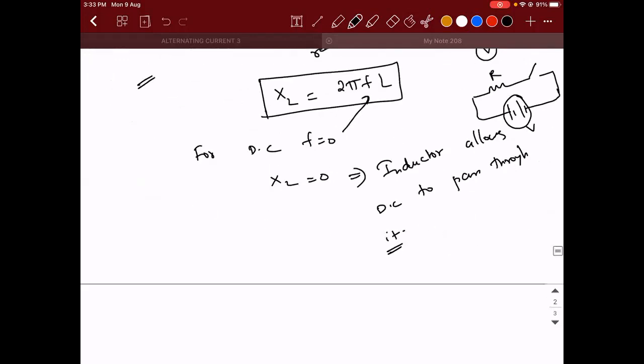Whereas what will happen in the case of an inductor? I'm not trying to say that the inductor will become like an open switch. No. The inductor will allow the alternating current to flow through it, but what will happen? It will try to offer more resistance. Why? Because the job of an inductor is to offer resistance to the change of current.